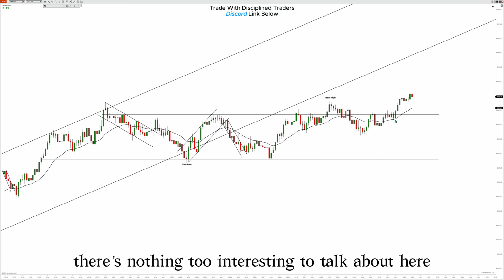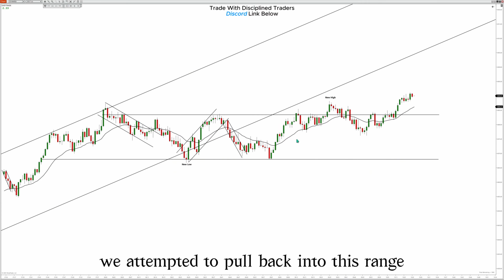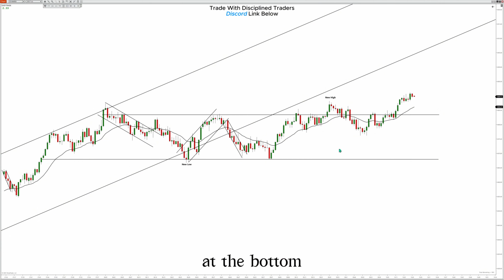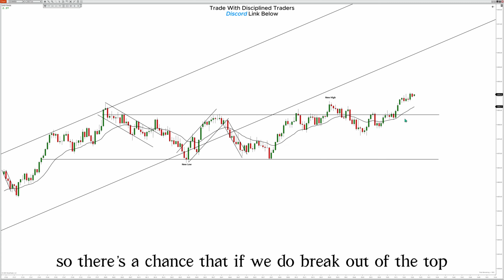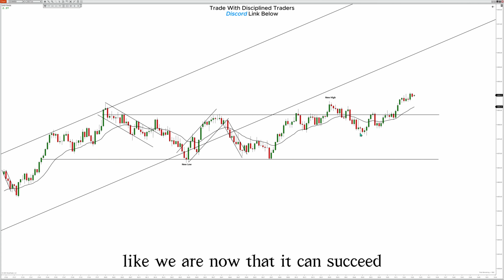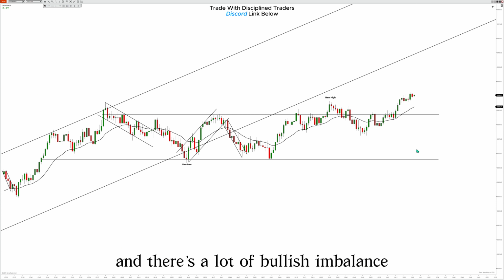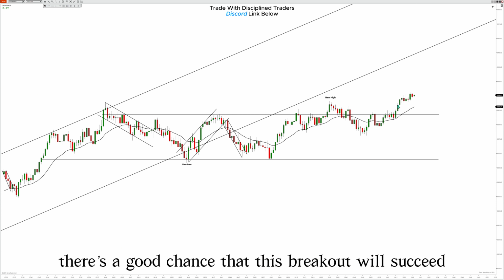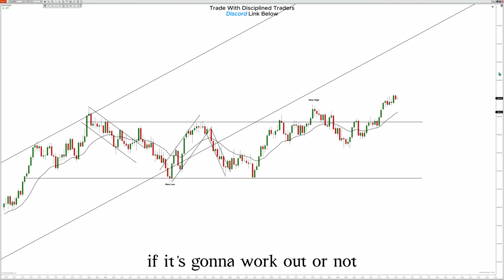Alright guys, there's nothing too interesting to talk about here. It's really slowed down, it's kind of chopping now. But after new high was created, we attempted to pull back into this range. You can see there's a lot of empty room here at the bottom. We call that bullish imbalance when we're in a range like this. So there's a chance that if we do break out of the top like we are now, that it can succeed. Now 90% of breakouts do fail, but you can see we traded up into this range, and there's a lot of bullish imbalance. There's a good chance that this breakout will succeed and will continue to work higher, but it's still too early to know if it's going to work out or not.